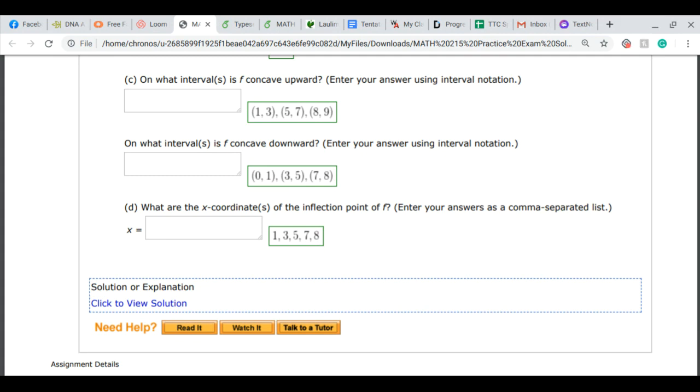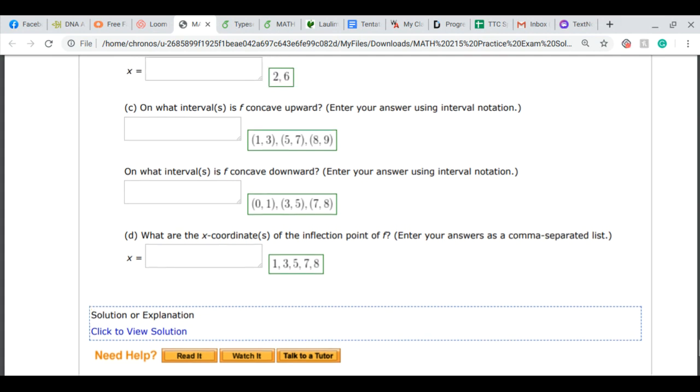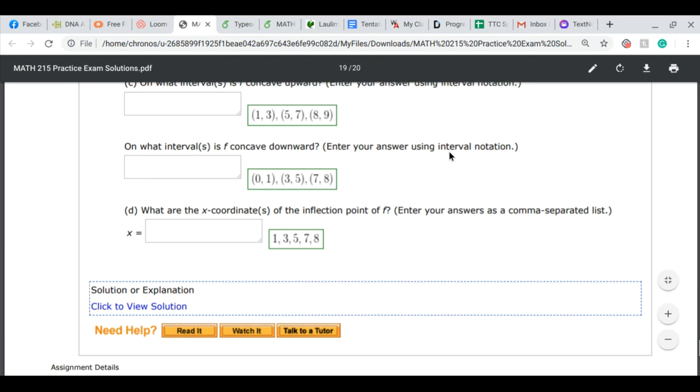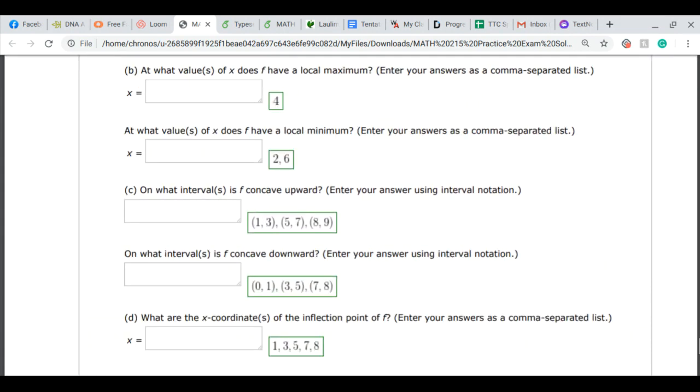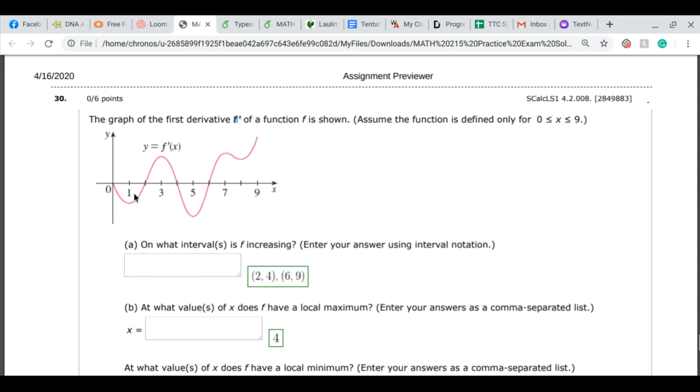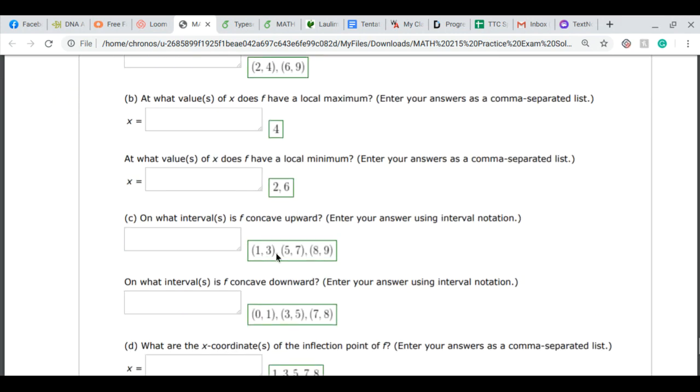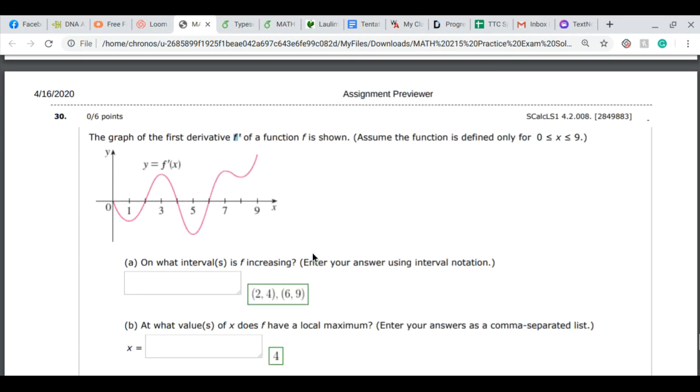On what intervals is f concave upward? Enter your answer using interval notation. It is concave upward when f prime is increasing. Where is f prime increasing? From 1 to 3, from 5 to 7, and from 8 to 9. Sorry, that was an 8, not a 7.